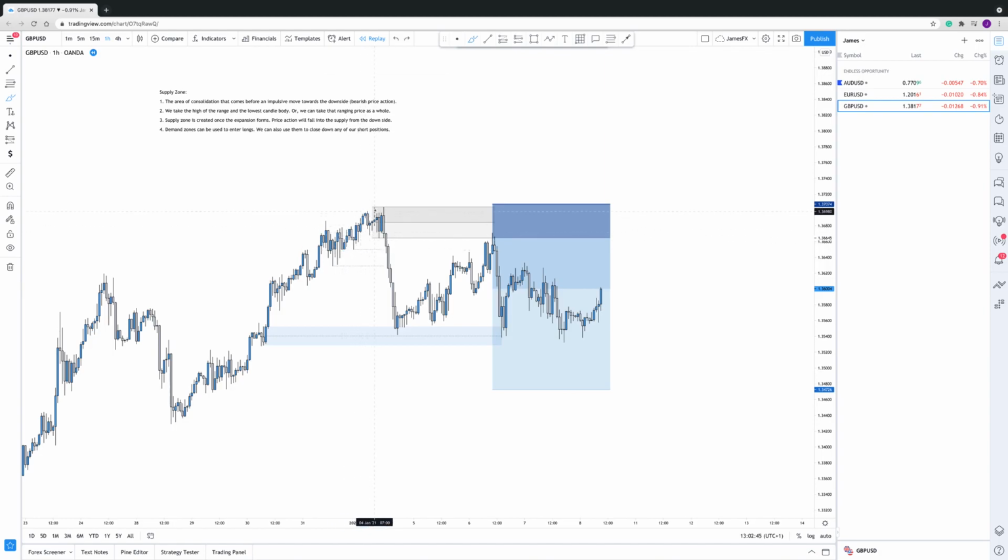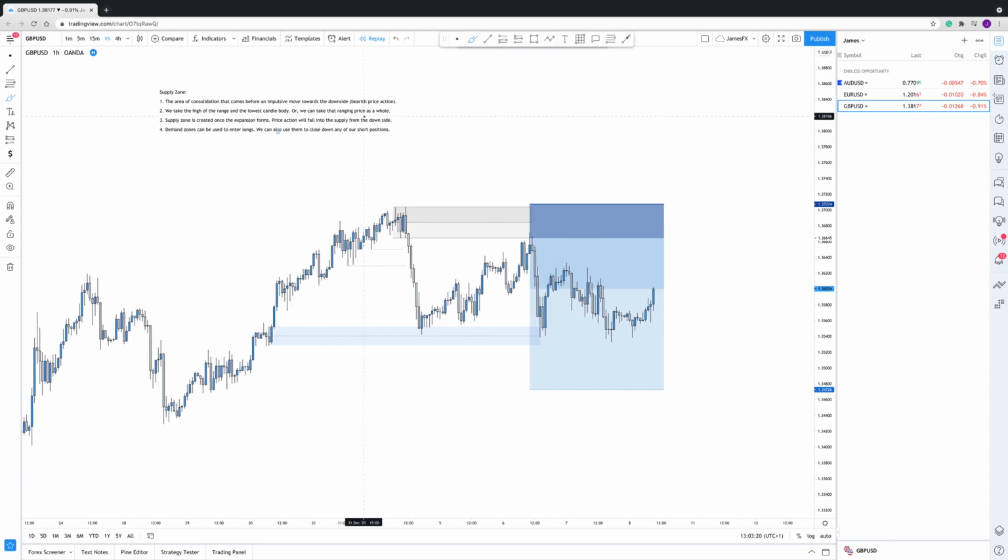Price then wicked that high, but it failed to break above and put in that new high. And instead we got two wicks and we're losing that momentum. You can see price is failing to continue going up. We get a bit of a range bound market, and then we initiate out. So number two, we take the high of the range and the lowest candle body, or we can take that trading range as a whole.